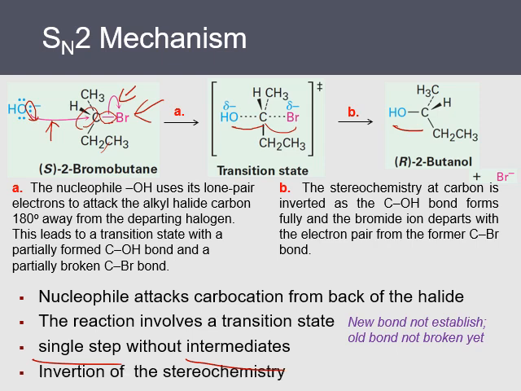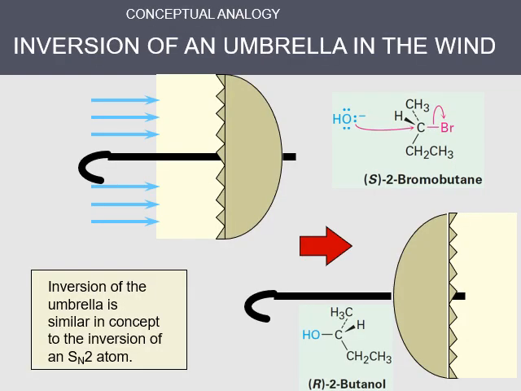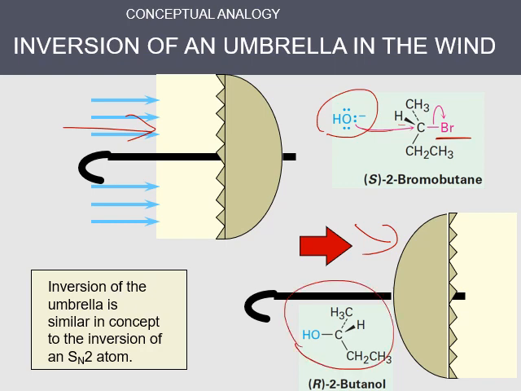Finally, the inversion of stereochemistry. So the S configuration becomes the R configuration. In an SN2 reaction, the stereocenter inversion can be compared to an umbrella inversion in wind. When strong wind blows towards the umbrella, the umbrella can be inverted. Similarly, when hydroxide attacks a carbon cation on the back of the bromide, the product will have an inverted chirality center.